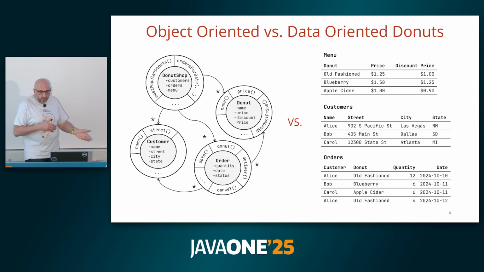Whereas if we want to do this in the data-oriented world, well, we just have three collections of the respective entities: donuts, customers, orders. And this could be collections of Java records. So that's one very simple way to implement your data-oriented domain. And then if we want to operate on these entities, we just write a function that does it.